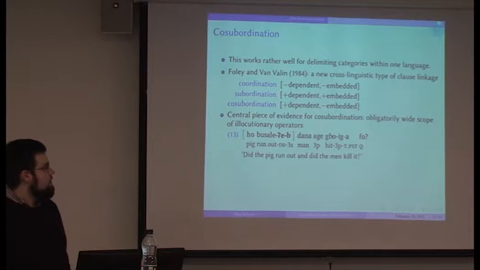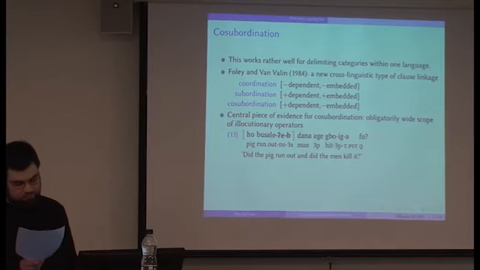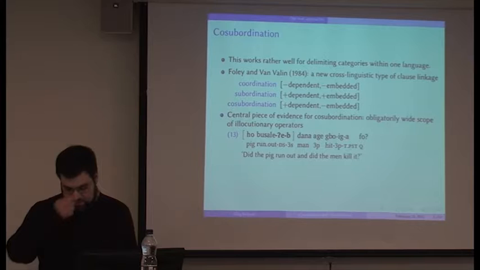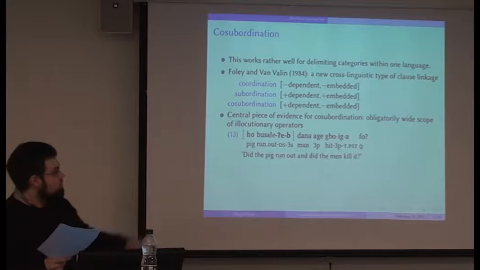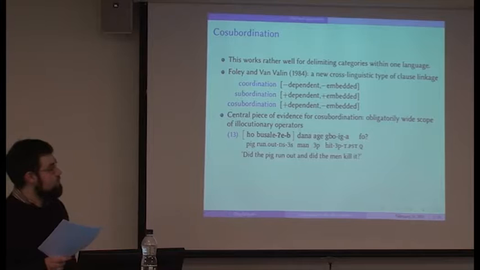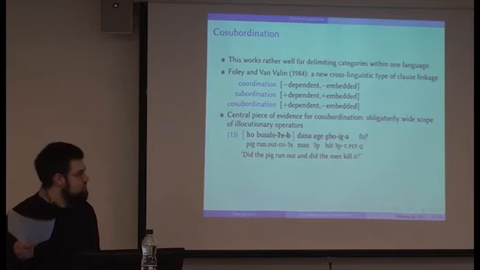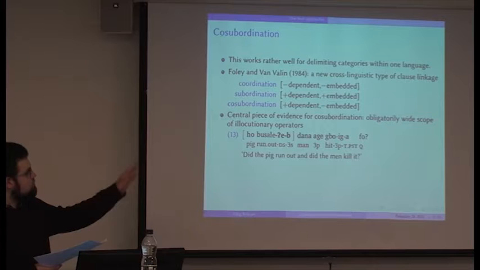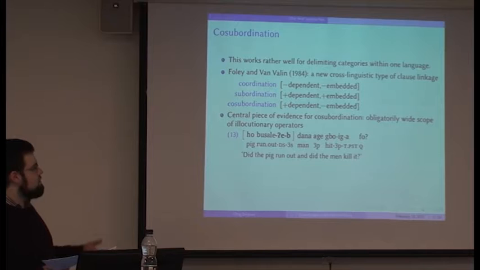And the main criterion that they use in their work is scope of illocutionary operators. So in 13, from the language Amele, there is a question marker at the end of the sentence, which must obligatorily take scope over both clauses. So: pig having run out, man kill them, question. Even though "pig run out" is marked as subordinating, the question scopes over both clauses, so the sentence means "did the pig run out and did the man kill it?" It doesn't mean "did the man kill the pig when it ran out?", for example, which would happen if it were a subordinating construction.